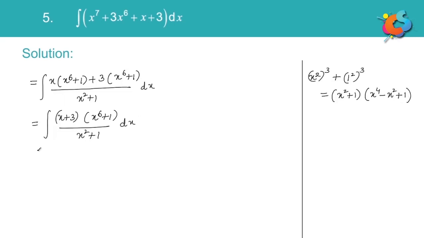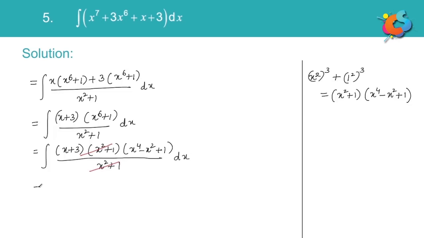So the given problem can be rewritten in the form (x + 3(x^2 + 1)(x^4 - x^2 + 1))/(x^2 + 1). Here x^2 + 1 gets cancelled from the numerator and denominator, and we can simplify the remaining term. You just multiply (x + 3) with (x^4 - x^2 + 1). We will get x^5 - x^3 + x + 3x^4 - 3x^2 + 3.